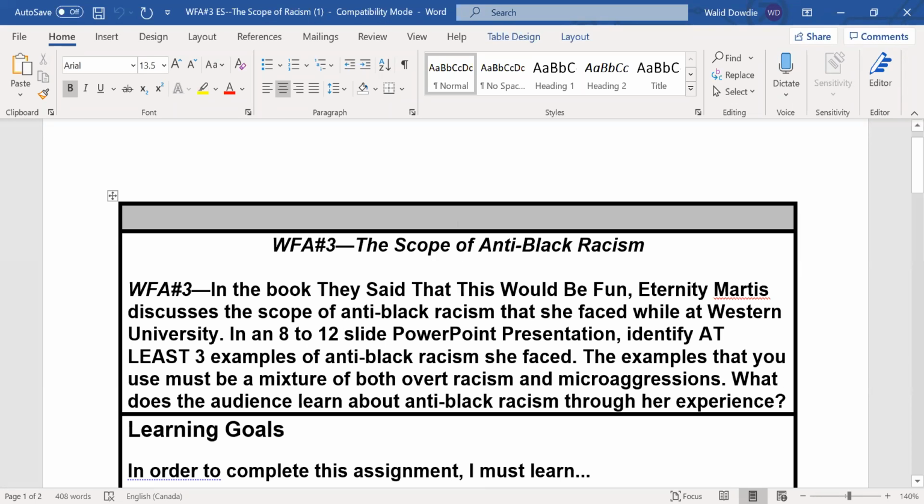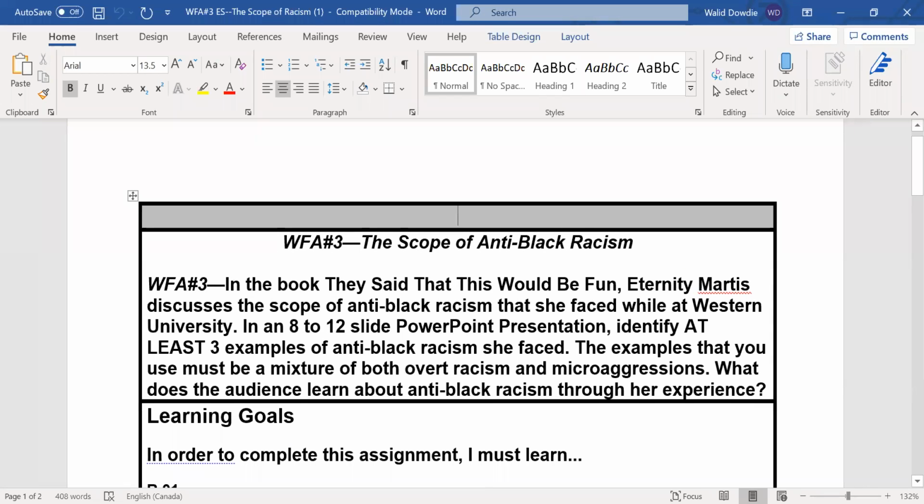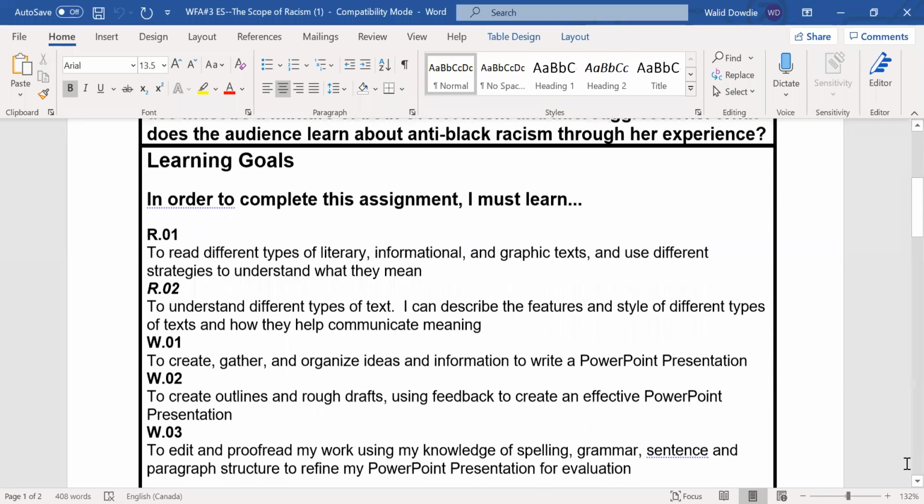Okay, so the goal of the PowerPoint is to identify the types of anti-Black racism she deals with, right? And making sure that in identifying at least 3, you have some that are extremely overt, which means right in your face, and some that are subtle ones that lend to the idea of microaggressions. And we'll talk more about that when we're developing our success criteria.